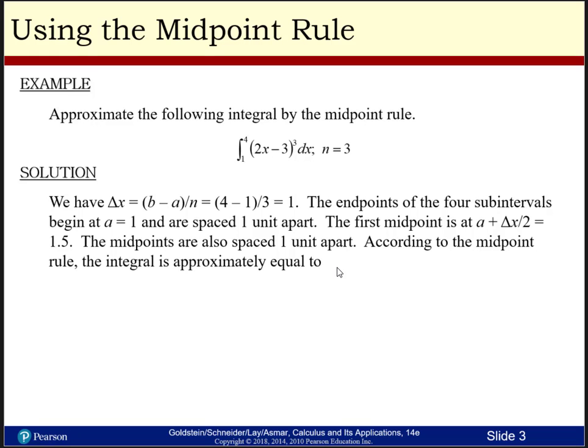According to the midpoint rule, the integral is approximately equal to, just substituting this into our midpoint rule by plugging in that value of 1.5. So this is 2 times x minus 3. Our first x is 1.5, our second x is 2.5, and our third x is 3.5. Adding all of that together, I'll get 72.